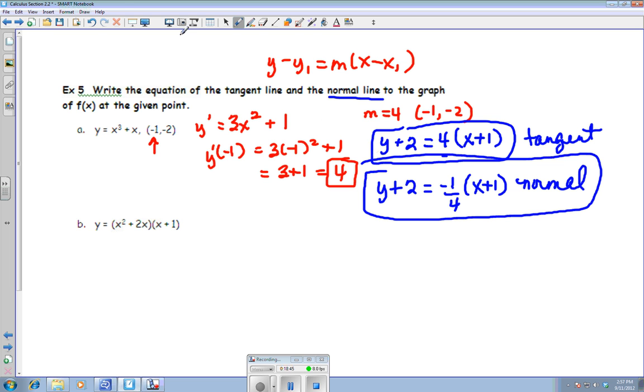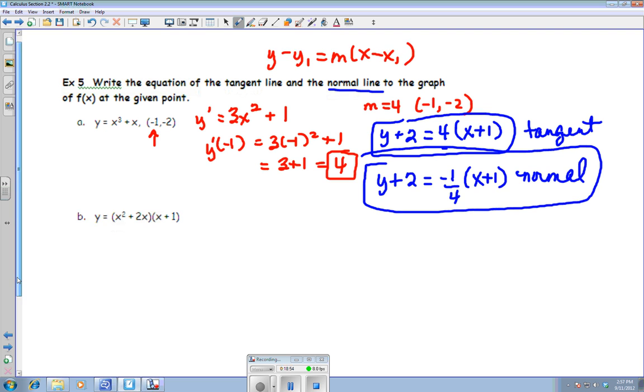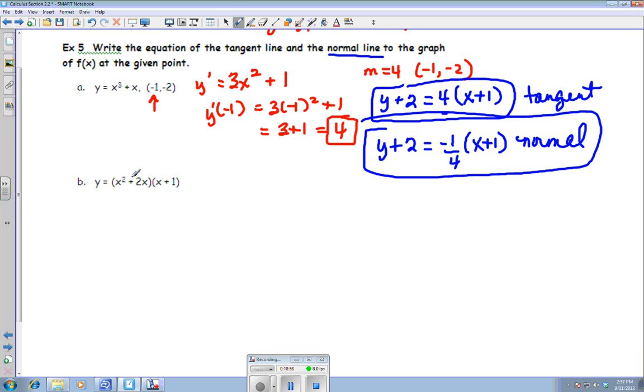Okay, let's do another one. Change colors here. Okay, so part B. I need to find the derivative of this first. Now here's the thing. For this one, I have two things being multiplied together. So I need to multiply those out first. So I'm going to FOIL. That's going to give me x cubed plus x squared plus 2x squared plus 2x. And then just to make things a little easier, I'm going to combine these like terms.